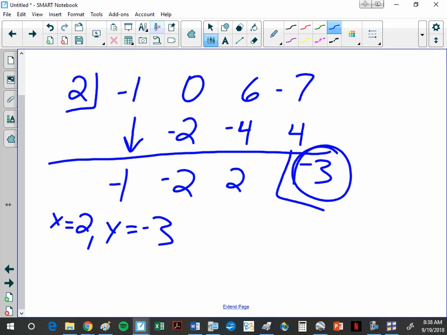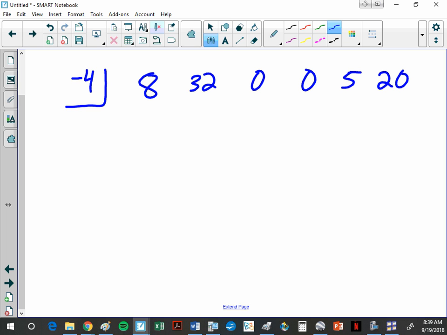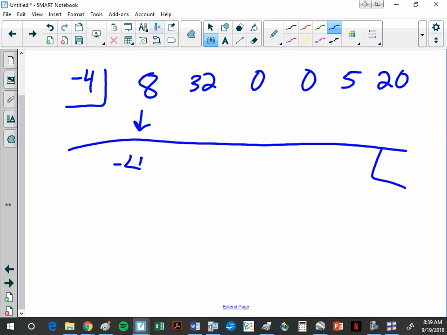Let's do number 26. What number goes in the box for 26? -4. Am I missing any terms? Yes, I'm missing a 3 and a 2. So my coefficients are 8, 32, 0, 0, 5, and 20. So drop the first term. -4. Oh my goodness, I did it again.